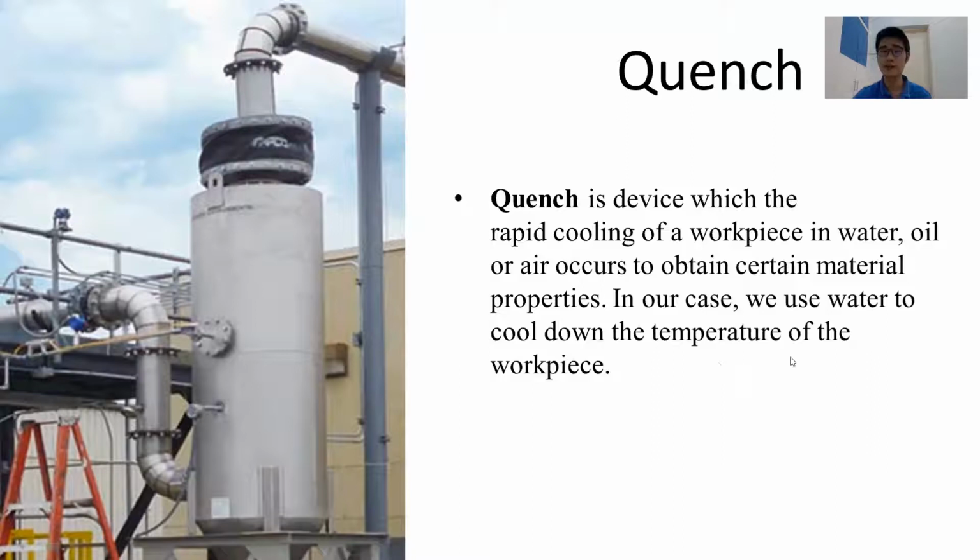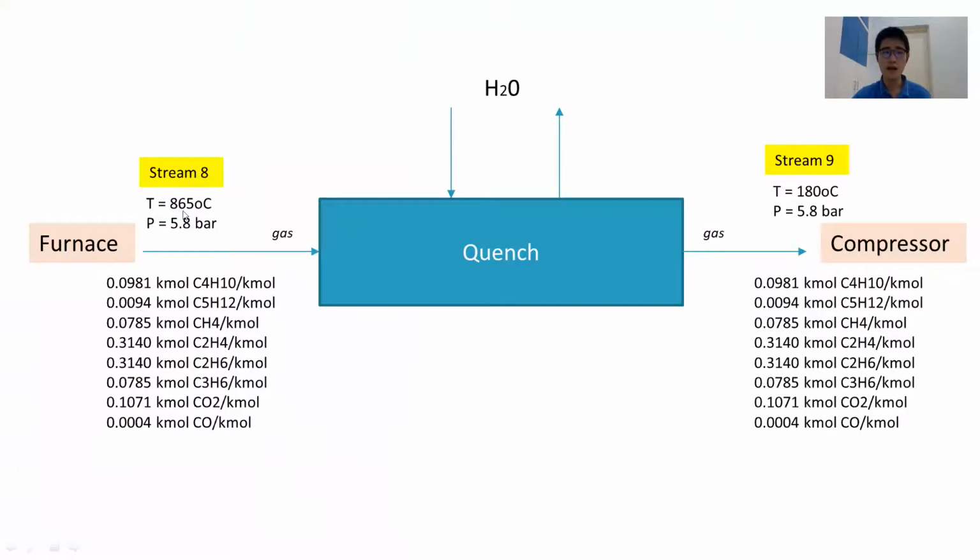So the temperature will reduce from 865 to 180 degrees Celsius, in which the pressure does not change. We use water to interchange the heat transfer of the system. The basic molar composition of all the components in the inlet and the outlet of the quench does not change at all.